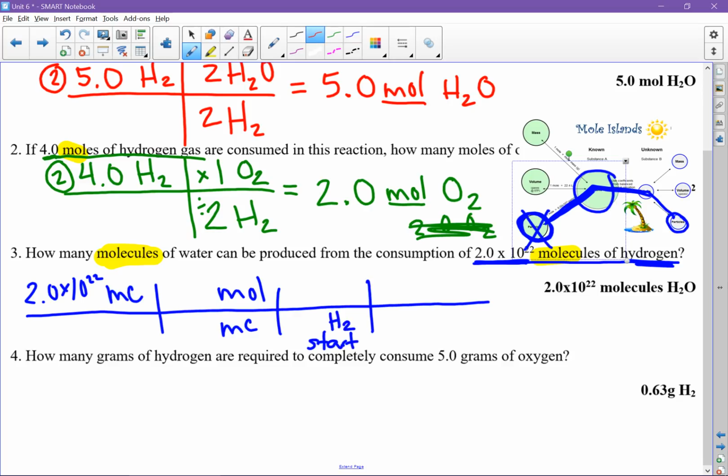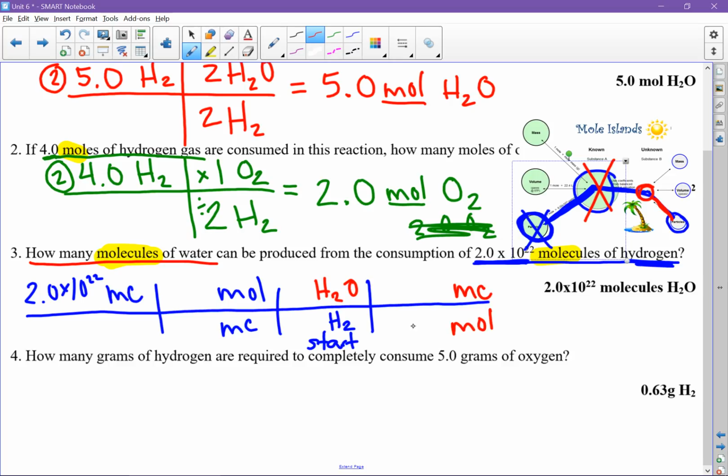The new chemical that I want, I'm looking for how many molecules of water. So I want to switch to water. That just took us from mole 1 to this other mole island, so now we're here. In our last fence, we're going to go from mole down here to the other molecule or particle island. That means it's okay for us to write mole in our fence again. Since we want molecules, we'll put molecules on top, which means that mole can go down here.